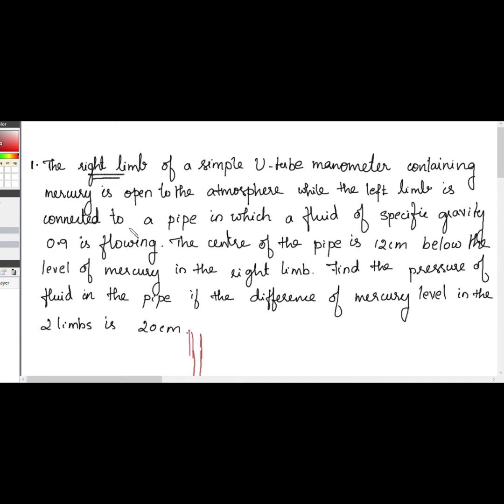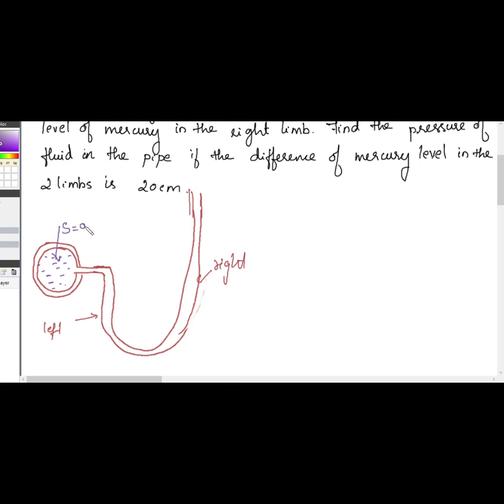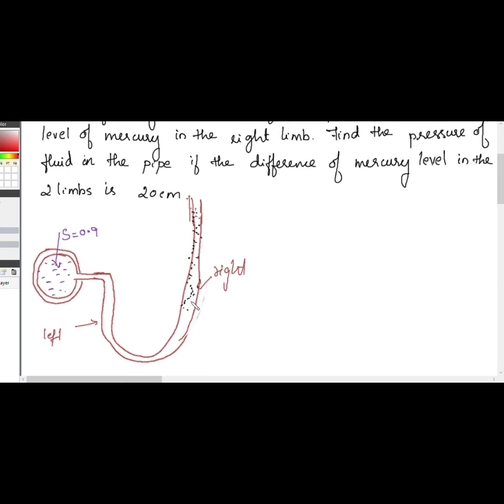This is connected to a pipe in which a fluid of specific gravity 0.9 is flowing. So inside the pipe there is a fluid, and the specific gravity of this fluid is 0.9. This manometer is filled with mercury.